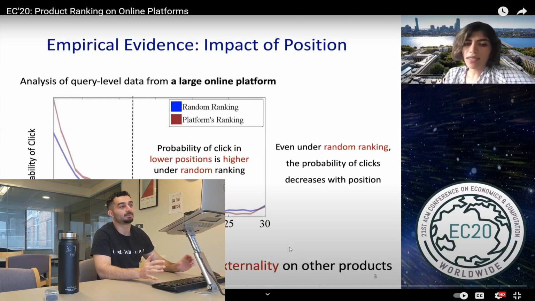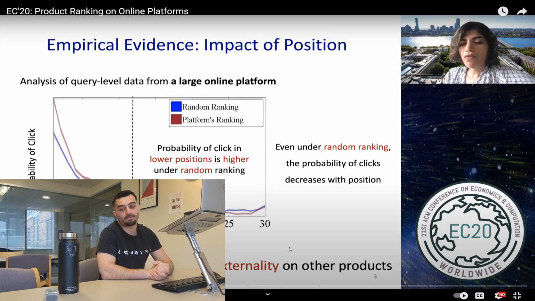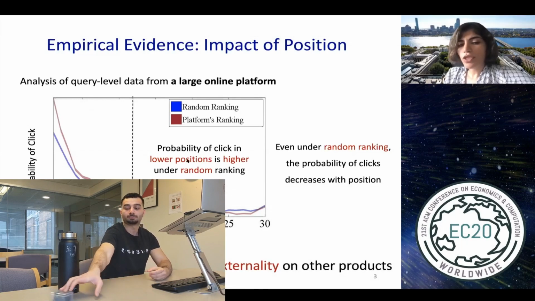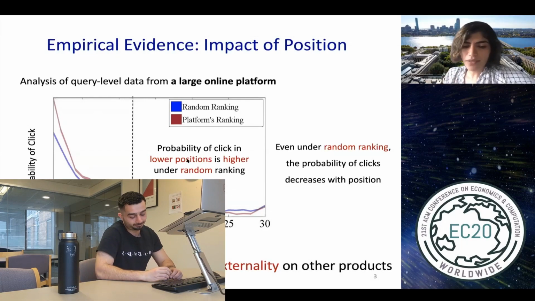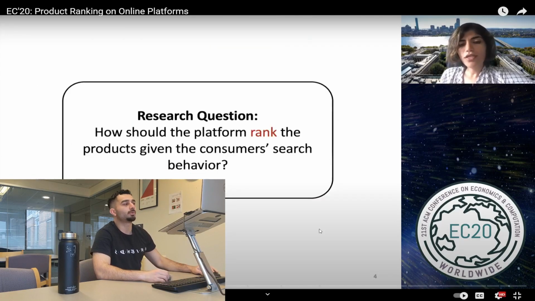That's why the probability of click in lower position is actually higher on the random ranking. Wow, that's crazy. Okay, so based on these observations, here's our main work.